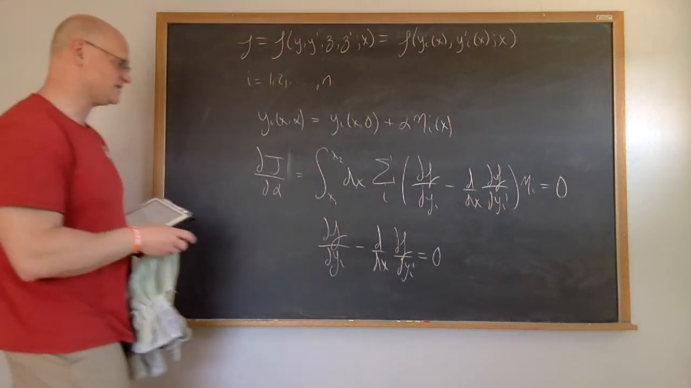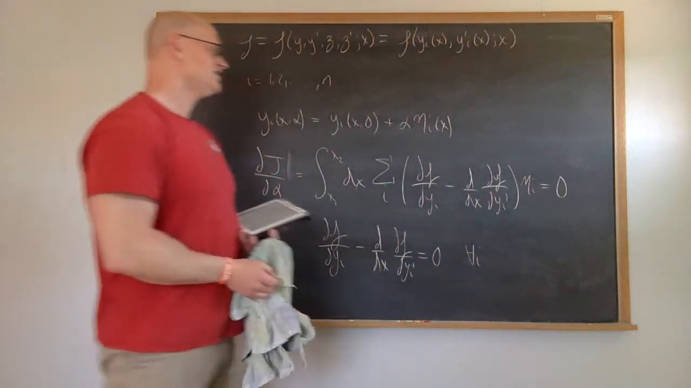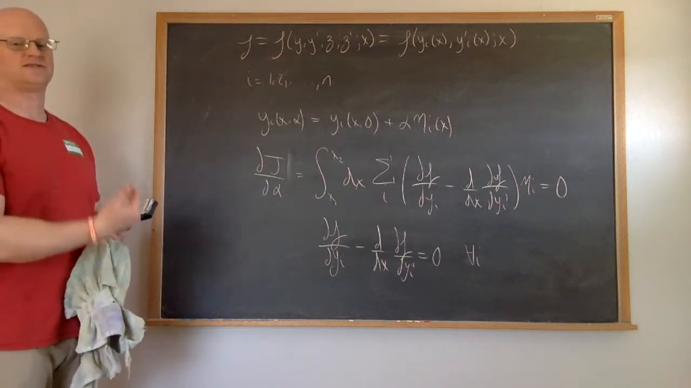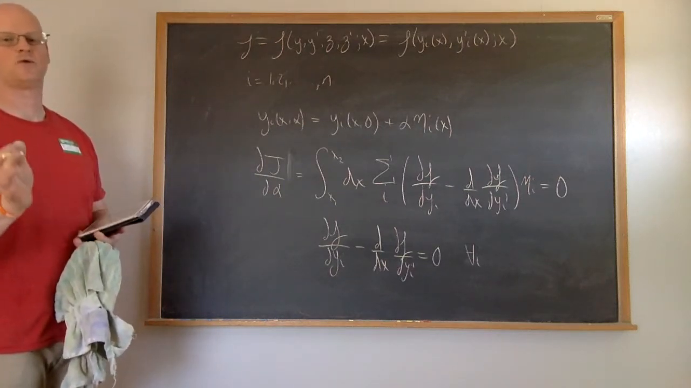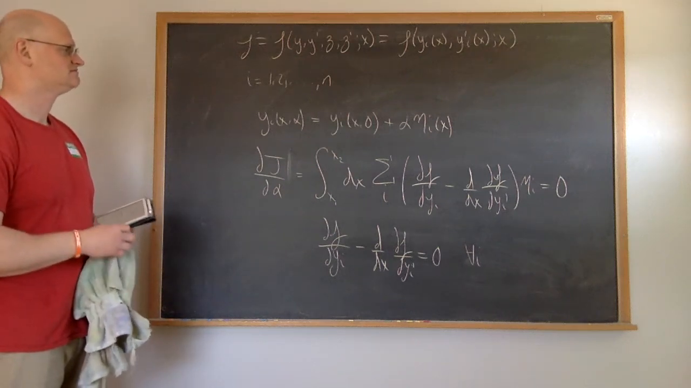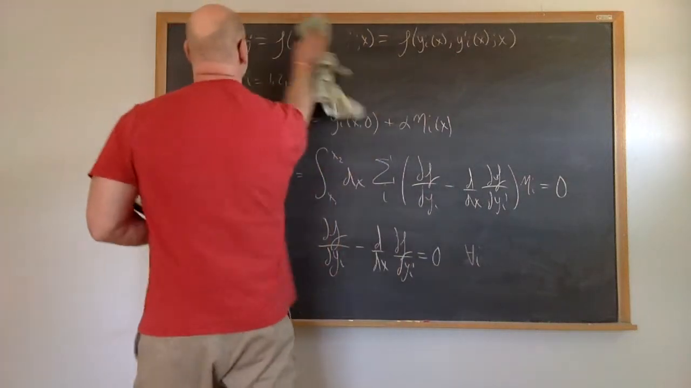So this has to be true again for all possible i values. So again, anytime I have more than one dependent variable, each one of those different dependent variables satisfies its own Euler equation. And that's it. So, nice and simple. Actually generalizes very, very nicely.